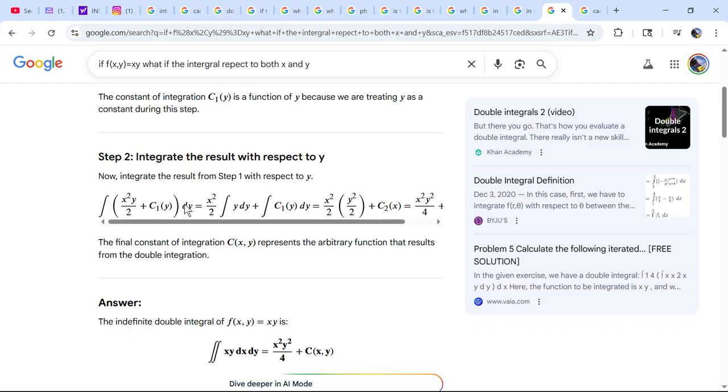When we integrate this with respect to y, y becomes y squared divided by 2. So that's x squared y squared divided by 4, which is what we have right here. And then we have c1 y. When we differentiate this with respect to y, we get, I don't know what they're doing with that part.